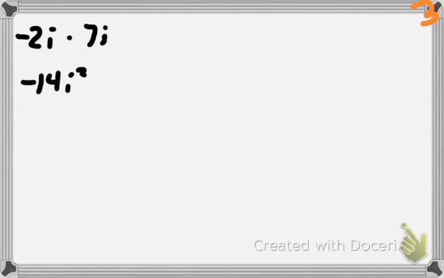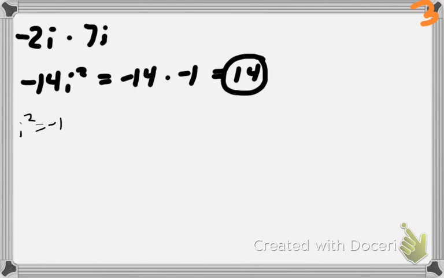Now, after 5 minutes ago, we know that i squared is equal to what? Negative 1. So now we can replace the i squared with a negative 1, and we know that this is actually equal to 14. So those two imaginary numbers multiplied together equal 14. Two numbers from your imagination multiplied together equal your age a couple years ago.